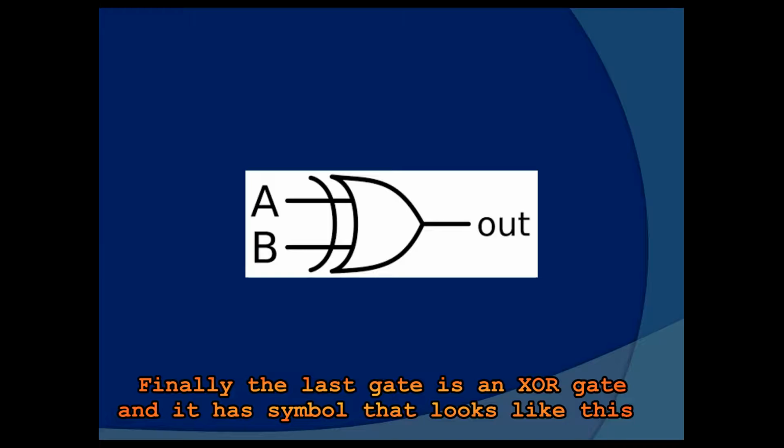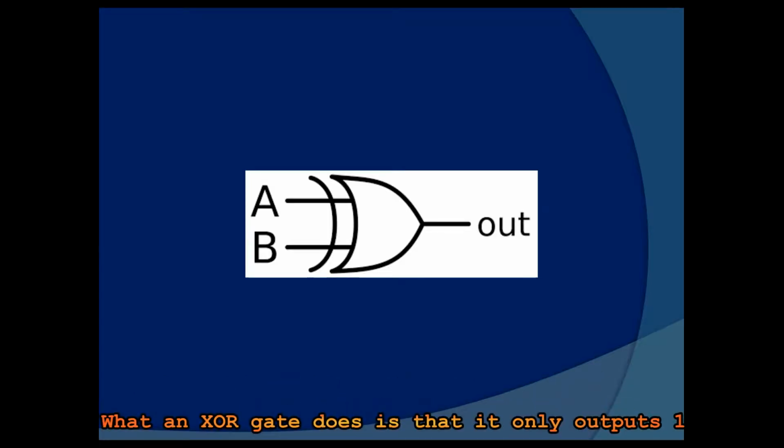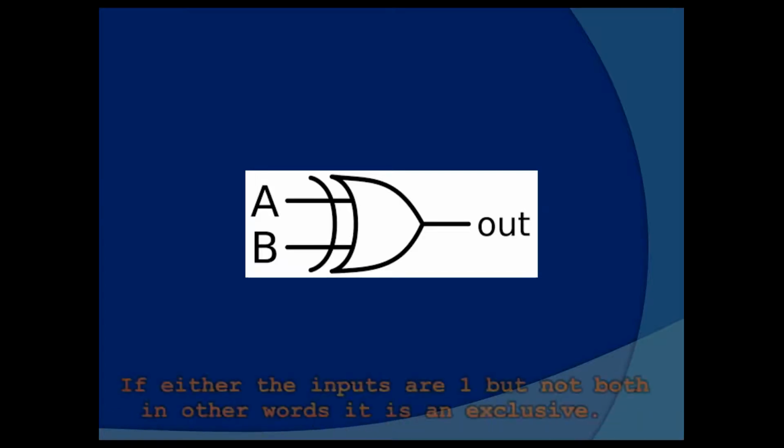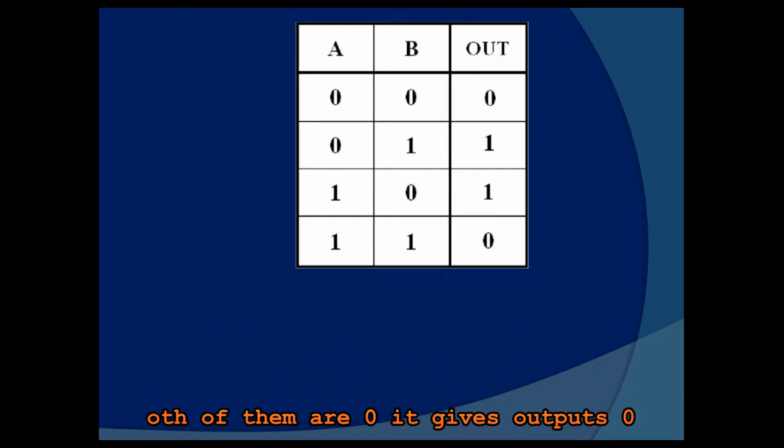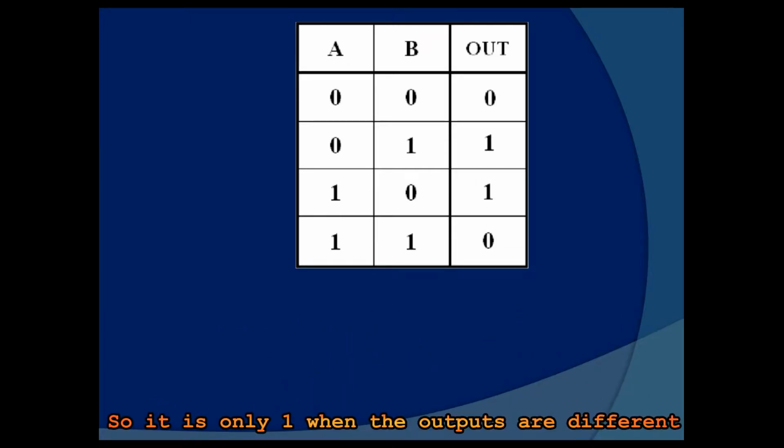Finally, the last gate is the XOR gate, and it has a symbol that looks like this. What an XOR gate does is that it only outputs 1 if either of the inputs is 1 but not both. In other words, it is exclusive. So you can see it is only outputting 1 when one of the inputs is 0 and the other input is 1. When both of them are 1 or both of them are 0, it outputs 0. So it is only 1 when the inputs are different.